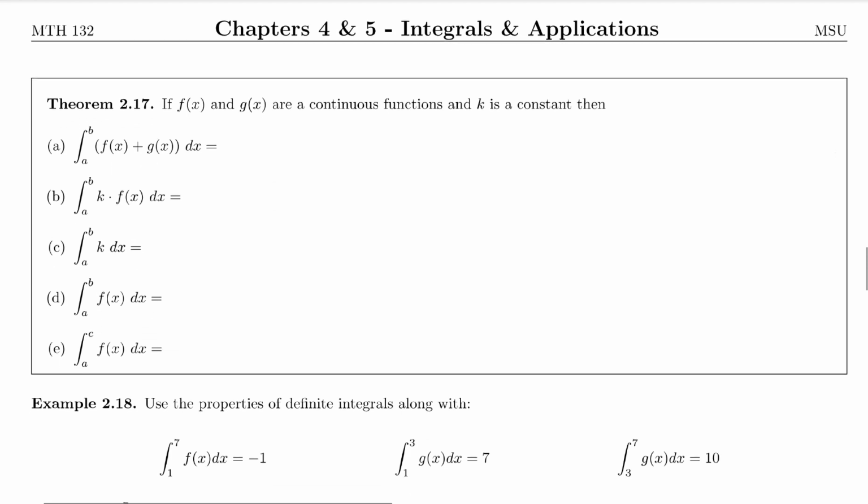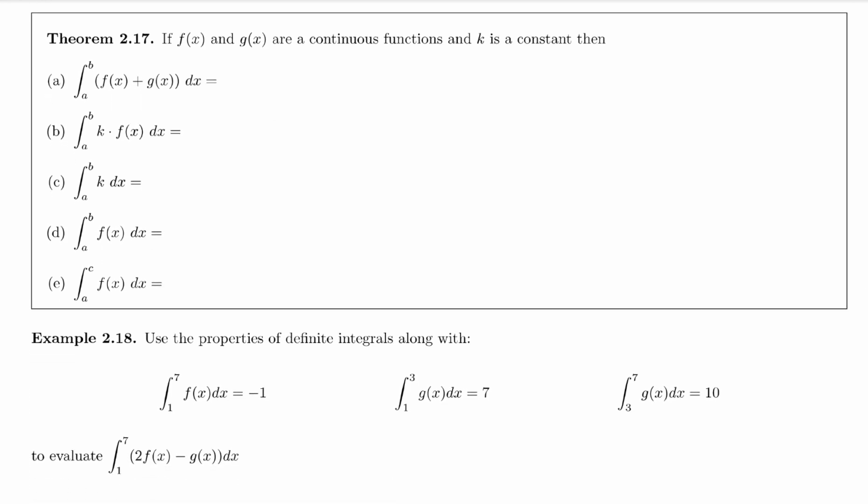All right, on the third page of the notes here, first we're going to fill out a theorem. So if we're finding the integral of f plus g, that's the same thing as the integral of f plus the integral of g. So we can just add areas together. If we're finding the integral of a constant times a function, that's the same thing as that constant times the integral of that function. So it's a linear operator. We can pull constants out.